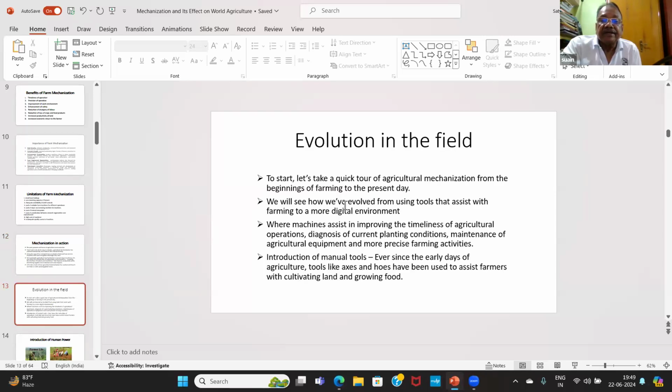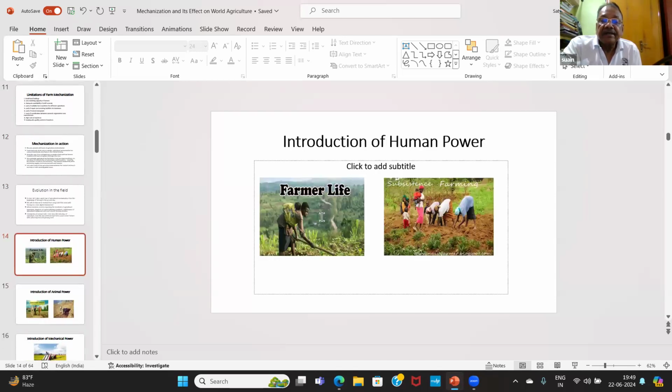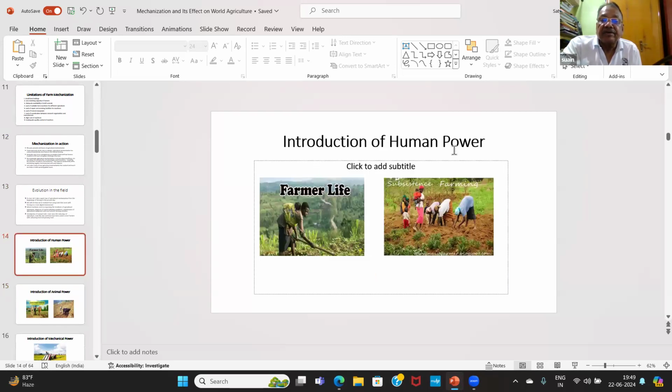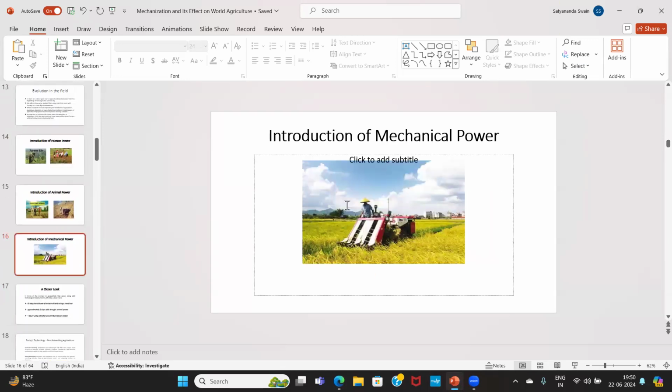Then the evolution in the field, agricultural mechanization from the beginning of farming to the present day. Okay, I have shown some of this. This is manual power, human power, then animal power replaced by the tractor. I have shown you the harvester here, but the tractor is the most important. That revolutionized world agriculture.